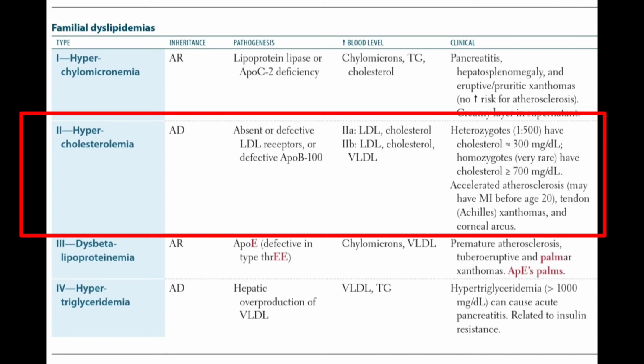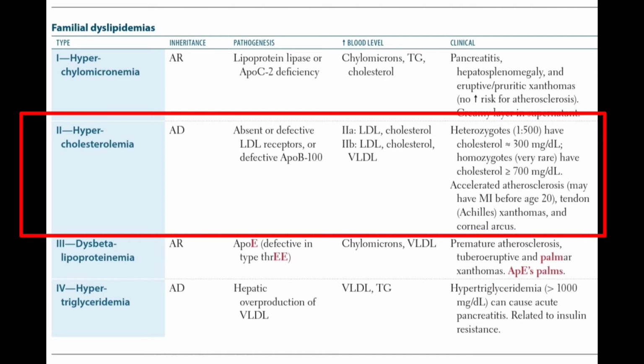So if we divide type 2 familial dyslipidemia, familial hypercholesterolemia, there is type 2A and type 2B. In type 2A the low density lipoprotein and cholesterol level is increased, and in type 2B the low density lipoprotein, cholesterol and very low density lipoprotein are increased. The clinical finding will be that heterozygotes have a cholesterol level of nearly 300 mg per deciliter, and the homozygotes, which are very rare, have a cholesterol level of 700 mg per deciliter or more.